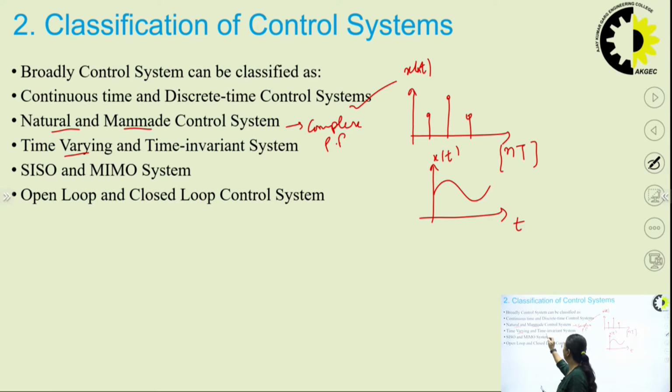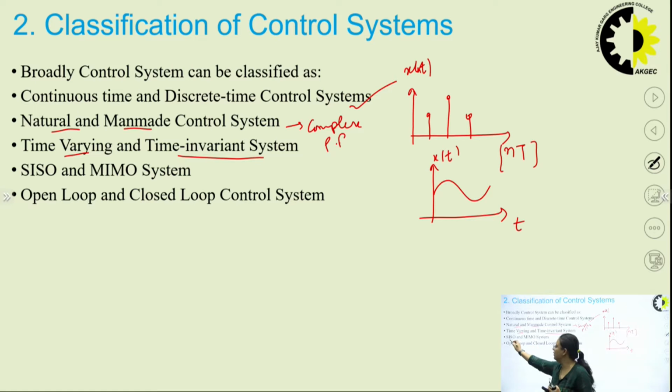Then time varying and time invariant system. The systems whose parameters vary with respect to time are called time variant systems, and those whose parameters do not vary with respect to time are called time invariant systems.